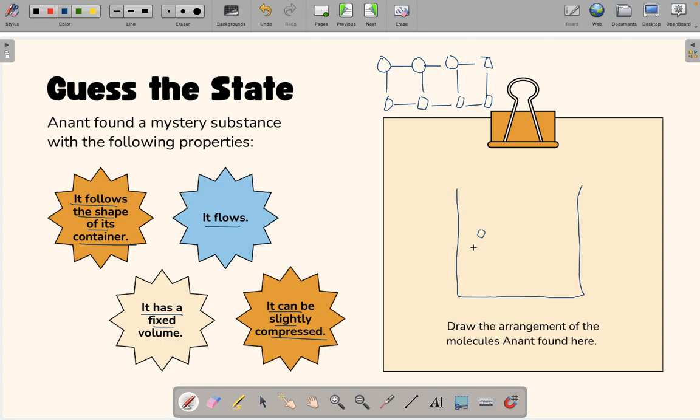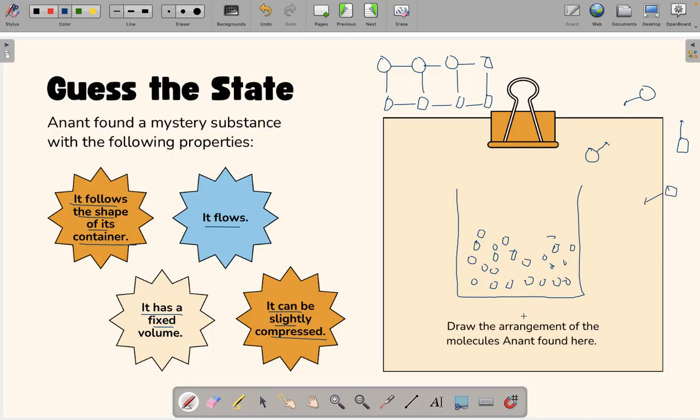For liquids, you can again ensure the space is small, but the pattern is random, like this. So you can draw random patterns with small spaces around them. And if you are asked about gases, you can use this arrow to show that they are moving very rapidly, and that they have wide spaces between them.